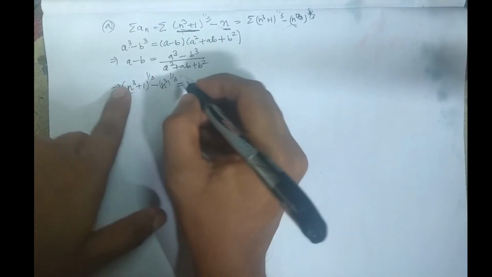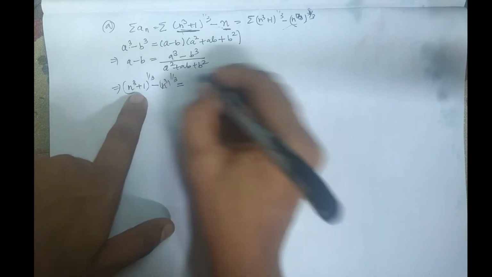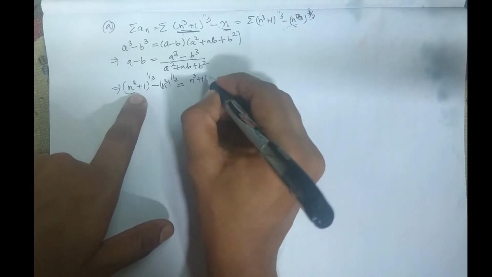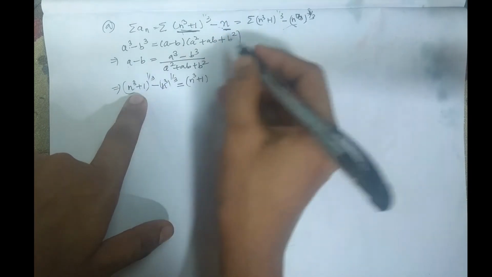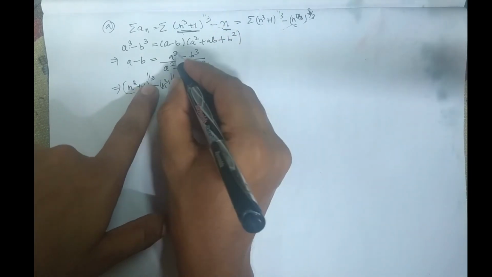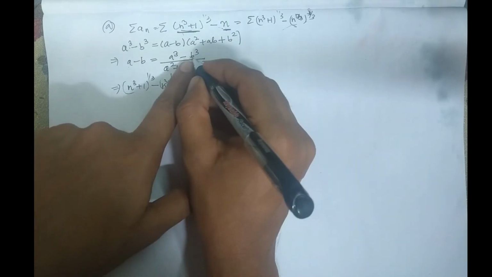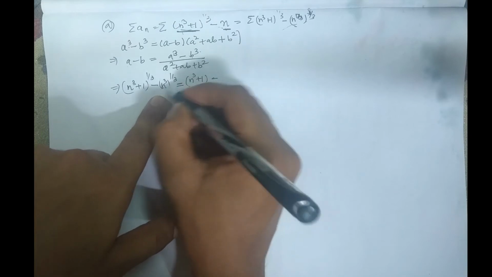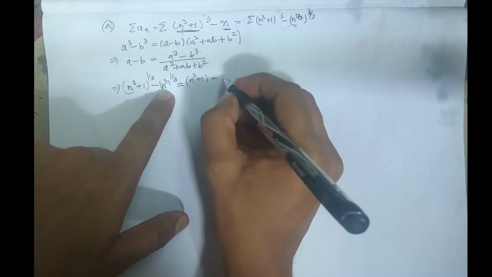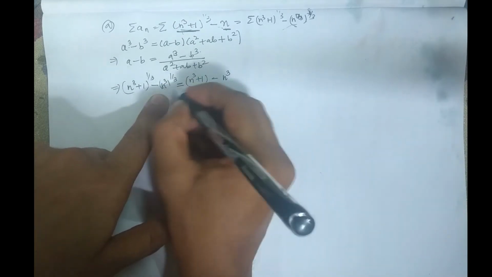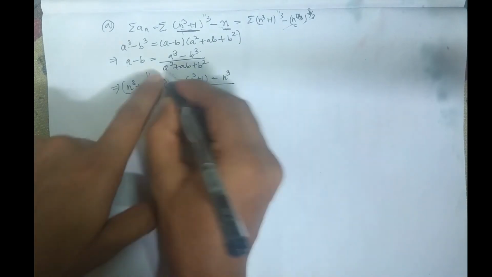b is nothing but n cube raised to 1 by 3. Okay, so now what will happen? If I cube this term a, I will get ((n cube plus 1) raised to 1 by 3) raised to 3. So this 1 by 3 and this 3 will get cancelled. So I will simply have n cube plus 1 minus b cube, means we have to cube this term. So what will be the cube of this? Simply n cube. Okay, divide by this quadratic term.